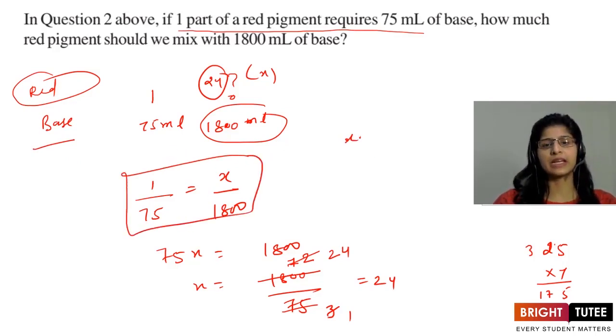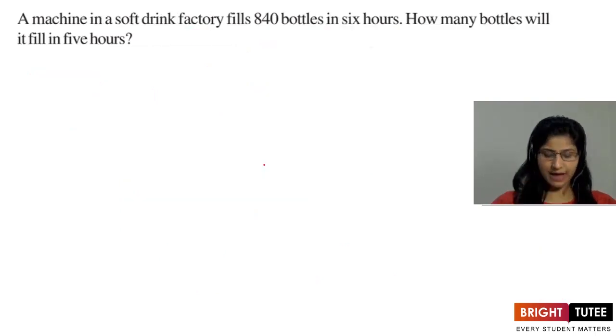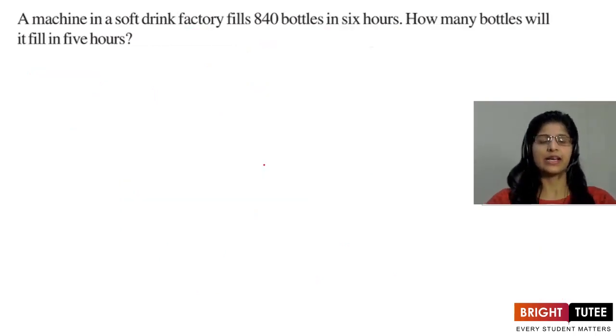Proportion means A upon B is equal to C upon D. That's what we are using here. Clear? Moving ahead, we have the next question. It is saying there is a machine in a soft drink factory that fills 840 bottles in 6 hours. A machine in a soft drink factory fills 840 bottles in 6 hours.